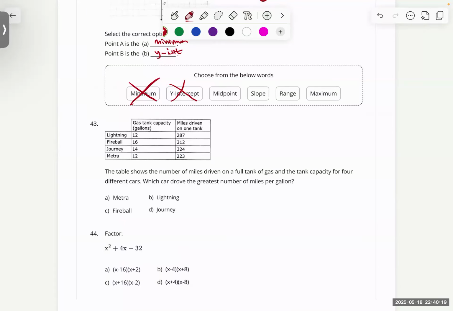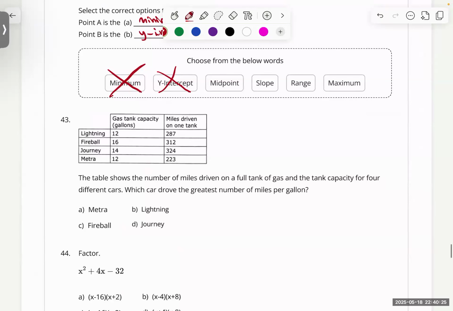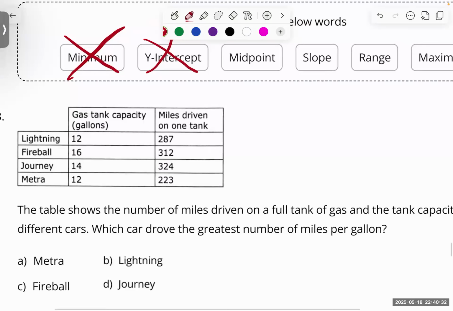Number 43. So the table shows the number of miles driven on a full tank of gas and the tank capacity for 4 different cars. Which car drove the greatest number of miles per gallon? Okay, so in order to get this, we just need to figure out how many miles per gallon. So for every gallon, how many miles? And to do that, well, for this one, 12 gallons, you can drive 287 miles. That's 287 divided by 12. Again, calculator is your best friend. 23.9 miles per gallon.